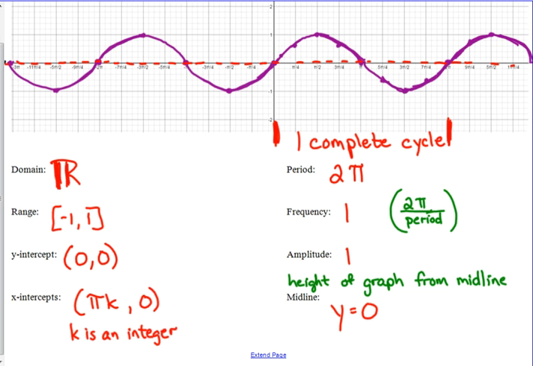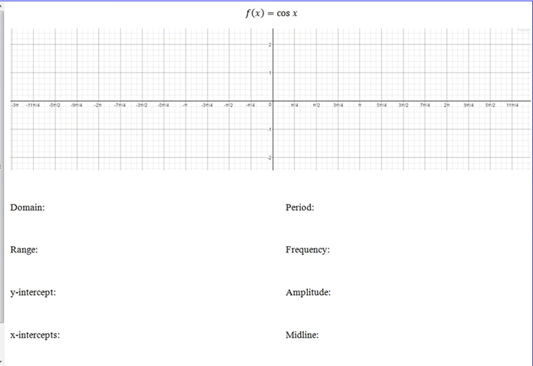Let's flip our paper over and look at cosine of x. Cosine of x has a very similar shape, because sine and cosine have very similar values, but just slightly different placement. What's the cosine of 0? 1. So instead of starting on the origin, we start up at our maximum value. Sine of x starts on the midline, cosine of x starts at the maximum.